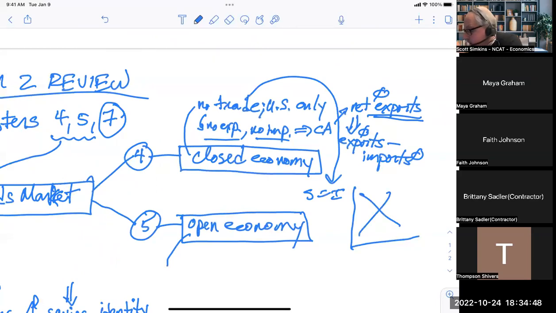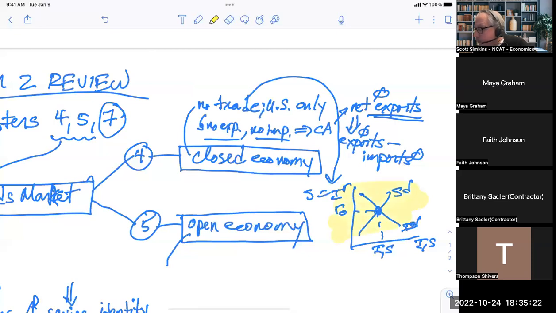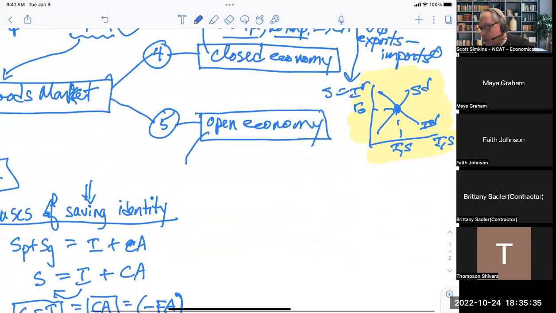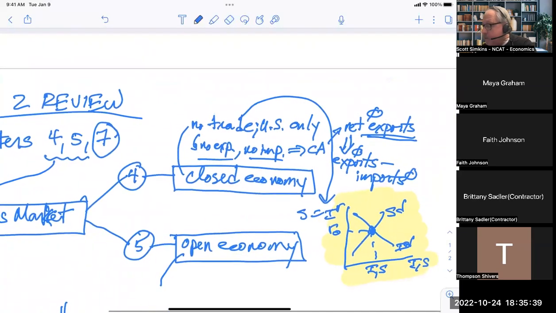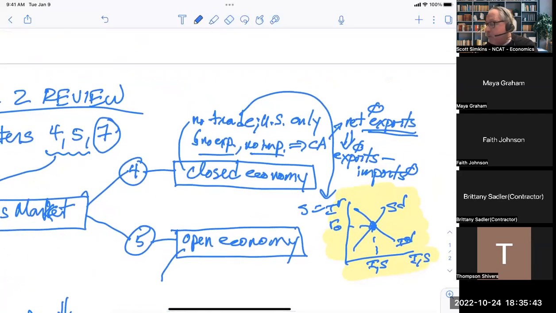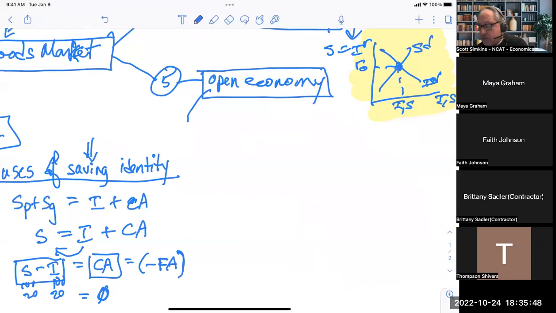Hopefully you're going to say, aha, this is all going somewhere. We go to the place where the lines cross. This is desired saving. This is desired investment. That's what the curves look like. Equilibrium happens where saving equals investment. That's what equilibrium looks like in a closed economy. Go back to chapter 4, and that's what you're going to see. It has to be true: no trade, no exports, no imports. The current account is zero because it is equal to net exports. If the current account equals zero, it means investment equals saving.